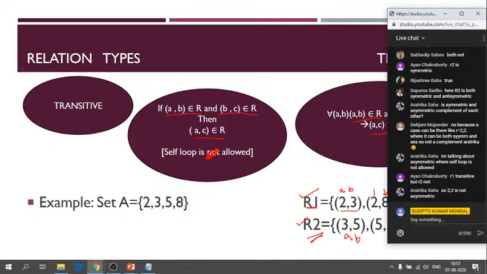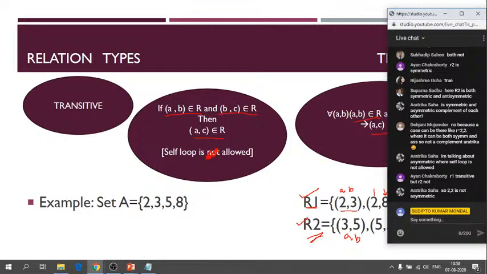R1 is transitive, but R2 is not? No, R1 and R2 both are transitive, because of the rule we mentioned: a relation can follow a rule, a relation can violate a rule, or it may happen that it has not violated the rule. In the first and last situations I will consider that relation as a certain type. We say that it is not a certain type of relation only if it violates the rule of that relation type.